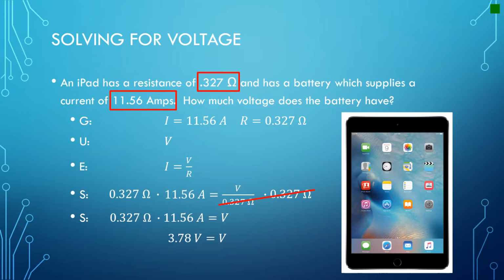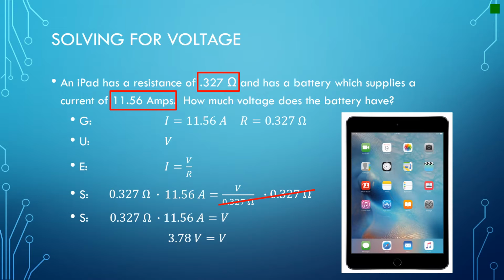It says how much voltage does the battery have, so that is our unknown in this problem, and the equation is still the same. Current equals voltage divided by resistance. Let's set it up. Let's plug in 11.56 amps for the current, and let's plug in 0.327 ohms for resistance, which is on the bottom of our division problem. And our goal is to get V all by itself. We want to isolate V.